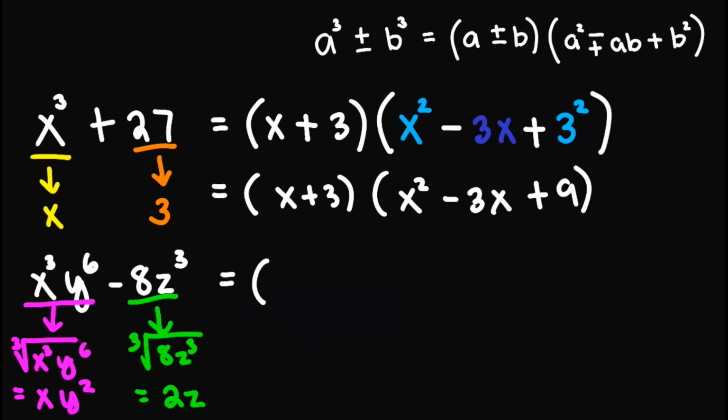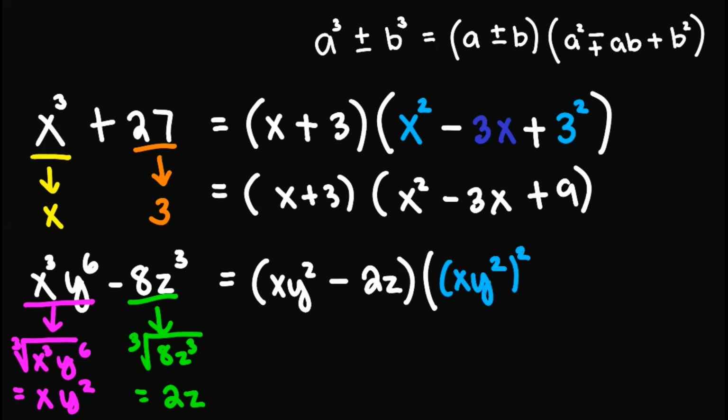So the first term, taking the cube roots, that is xy squared, copy the sign, minus cube root of the second term is 2z, times, focusing now on the generated binomial out here, the trinomial we'll obtain: square the first term, so we'll have xy squared squared. Then for the last term, square of 2z out here.